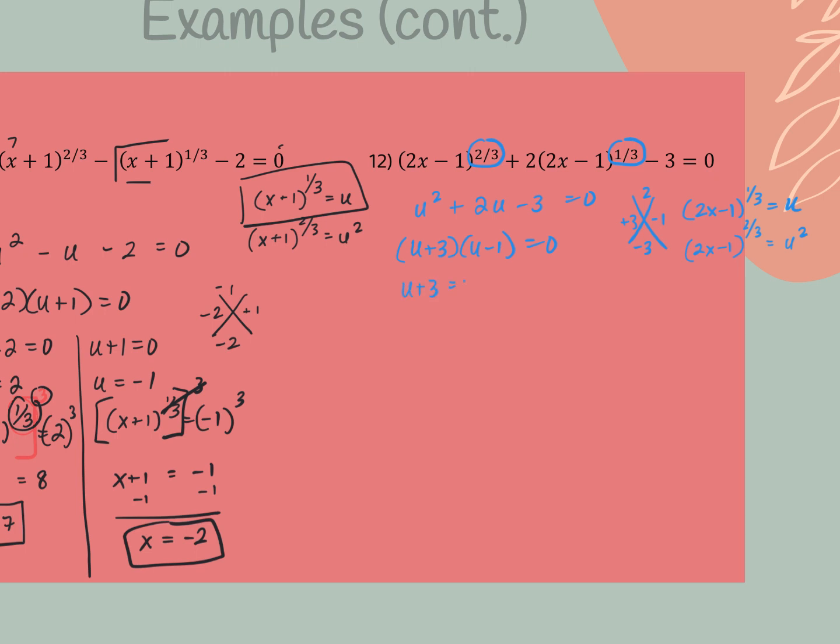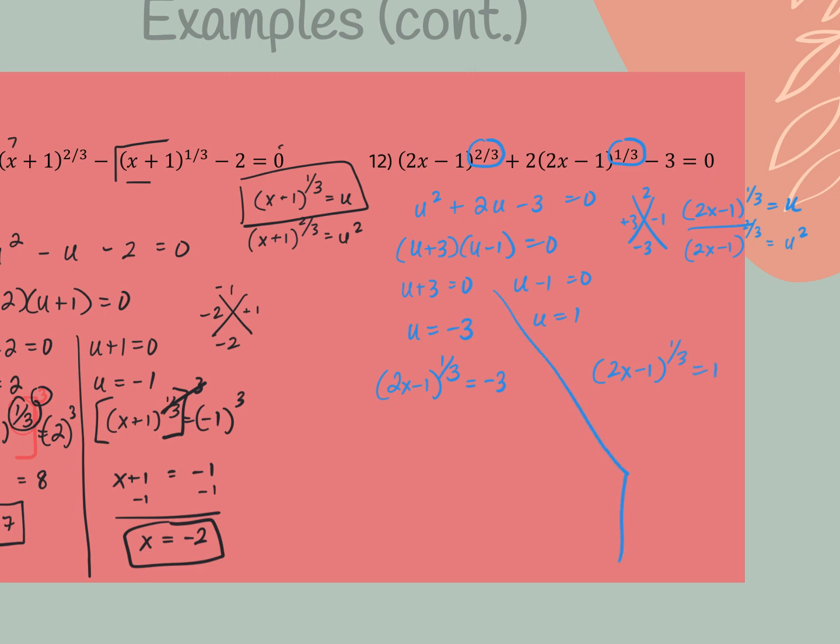U plus 3 is 0, so u equals -3. And u plus 1 is 0. Oh, sorry, u minus 1 is 0. My bad. U minus 1 is 0, so u equals 1. So now that I got it down to what u equals, I'm ready to substitute u in. So I know that 2x minus 1 to the 1/3 power is equal to u, so I sub it in. And I do the same thing over here. 2x minus 1 to the 1/3 power equals 1.